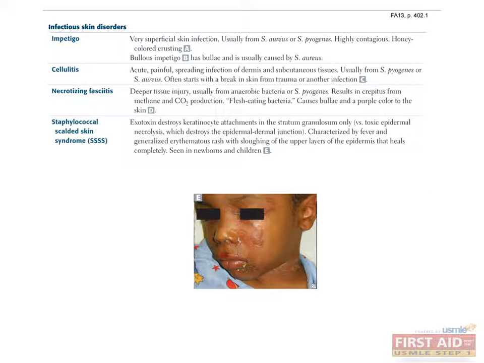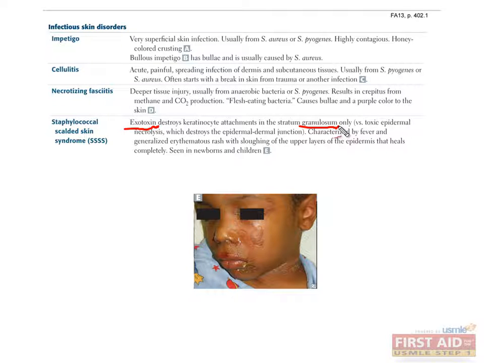The next skin lesion is actually a syndrome called staphylococcal scalded skin syndrome. Here, an exotoxin that's released by Staph aureus destroys attachments between keratinocytes in the granulosum layer of the skin. Patients develop a generalized erythematous rash with loss of layers above the granulosum.